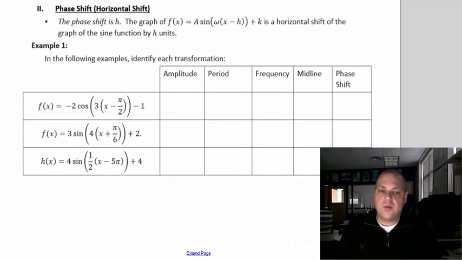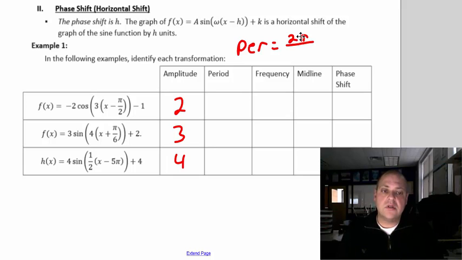So here we go. I gave you example 1. There are 3 functions here, and amplitude and period we should already know. Amplitude is going to be 2, amplitude is going to be 3, amplitude is going to be 4. Pretty easy. Remember period is 2 pi over the absolute value of w. So 2 pi over 3 here, and this one is going to be 2 pi over 4, which reduces down to pi over 2.